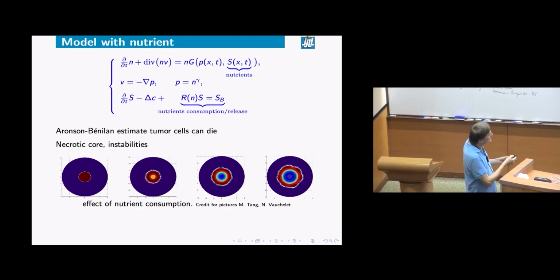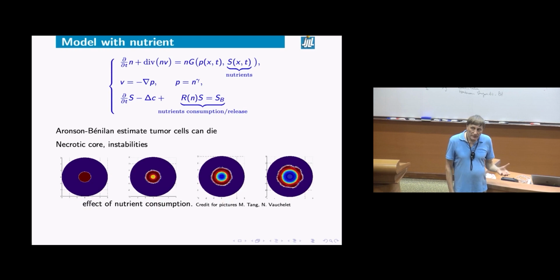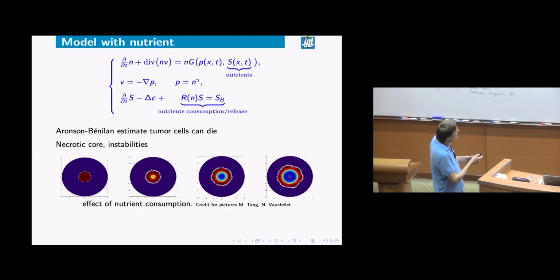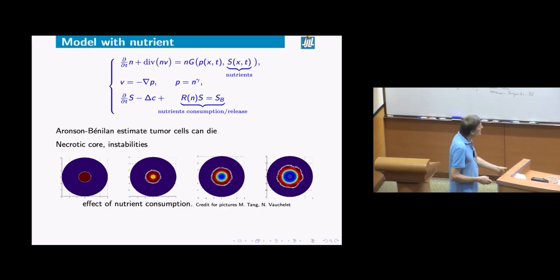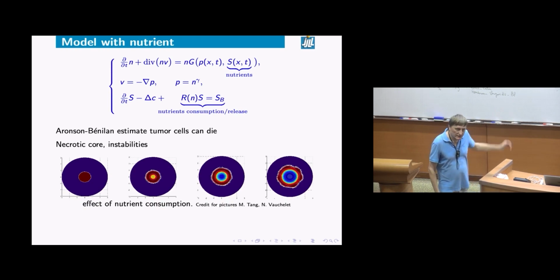And if you continue, in certain circumstances, you can see that it creates instabilities. So these phenomena can be the reason for the instabilities that you can observe in certain tumors. So as soon as you put in nutrients, now you have the necrotic core and the proliferating rim, and this becomes realistic.